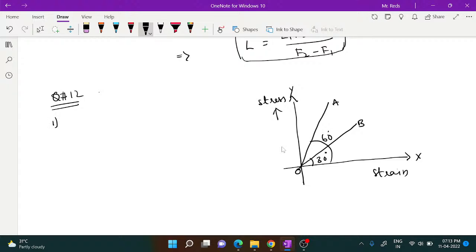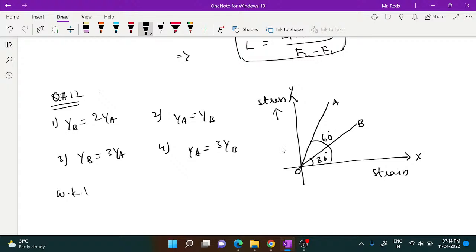So which of the options is correct? The first option says YB is equal to 2YA. The second option says YA is equal to YB. The third option says YB is equal to 3YA. The fourth option says YA is equal to 3YB. Which option is correct is the question. We know that the slope of the stress-strain curve gives the modulus of elasticity. Here in this case, Young's modulus gives the modulus of elasticity.